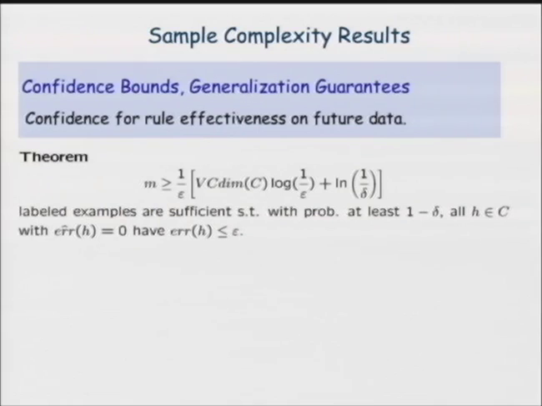So if the class of functions we are using has small VC dimension, say VC dimension D, then D over epsilon times log 1 over epsilon examples are sufficient in order to be confident that, with high probability, all the hypotheses that have empirical error rate 0 will have true error rate at most epsilon. In other words, these many labeled examples are sufficient to make sure that a bad hypothesis, one with true error rate at least epsilon, is not going to fool us, because it will be inconsistent with the data.